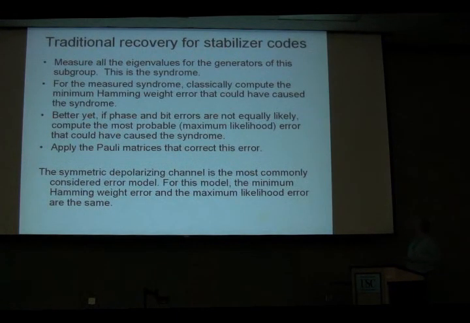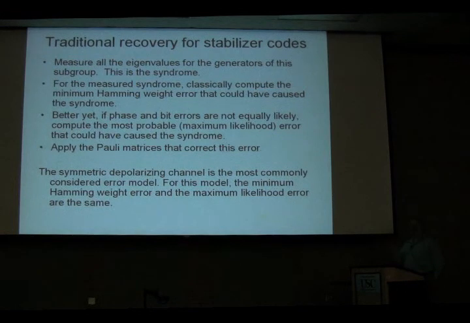So how do you recover from this quantum error correcting code? Well, what you do is you measure all these eigenvalues for the generators of the subgroup. This is the syndrome. And if they're all the ones you specified, you know your codeword isn't corrupted, so you're in good shape. But if there's a correctable error, some of these eigenvalues will not be the ones you specified in the standard way. Some of these eigenvalues are not going to be 1. Some of them will be minus 1.